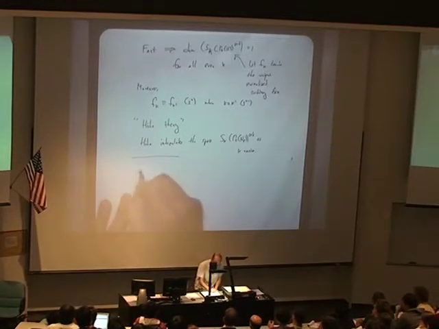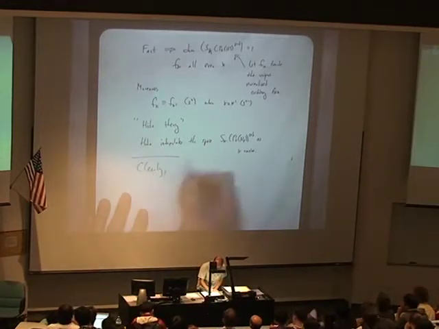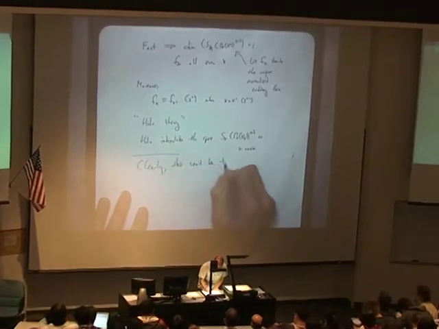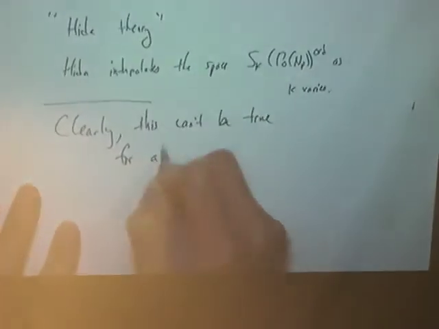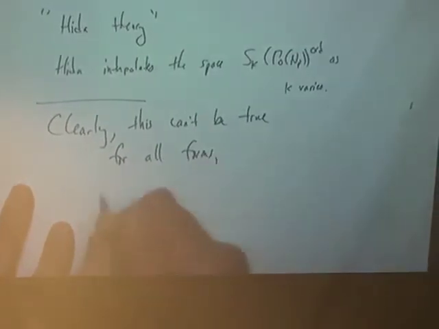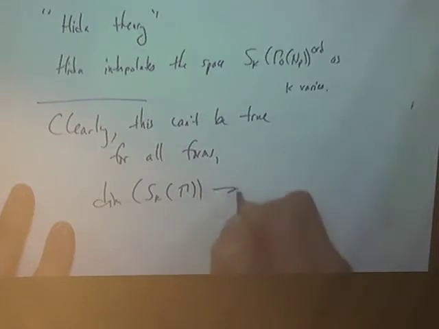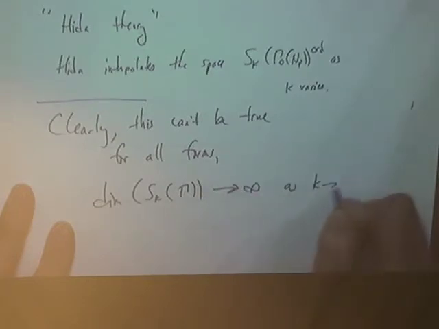And so clearly this can't be true for all forms. The dimension of S_k goes to infinity. Okay, so this is supposed to be somehow a beginning of motivation as to where these spaces of distributions might come from. It's a little bit of a shaky motivation, but I'll still state it anyway.